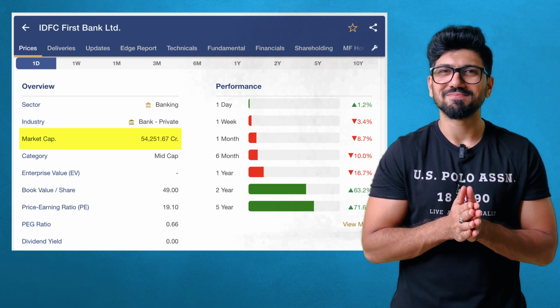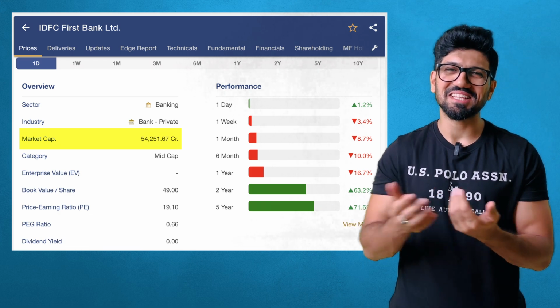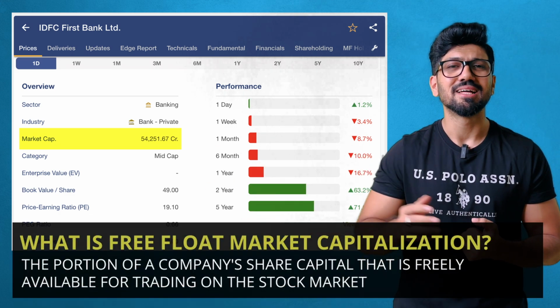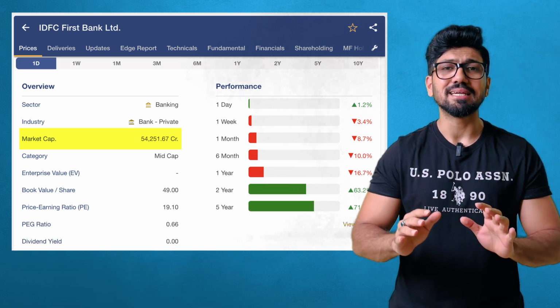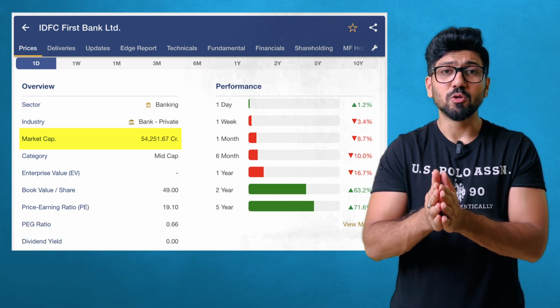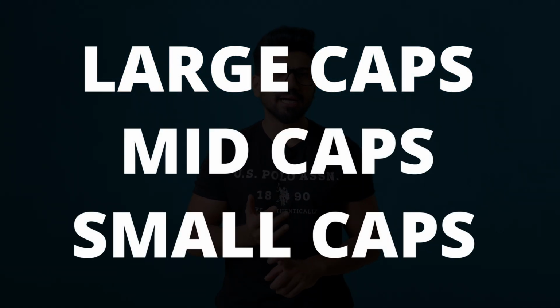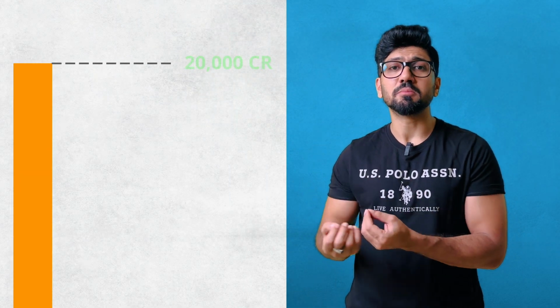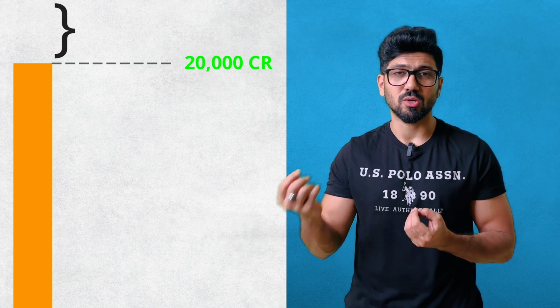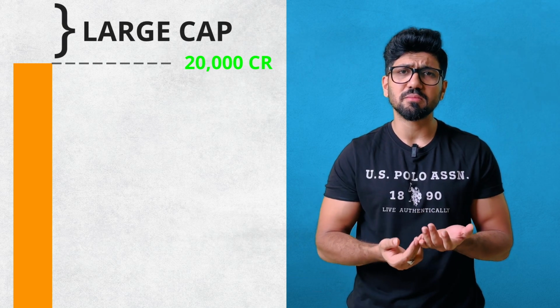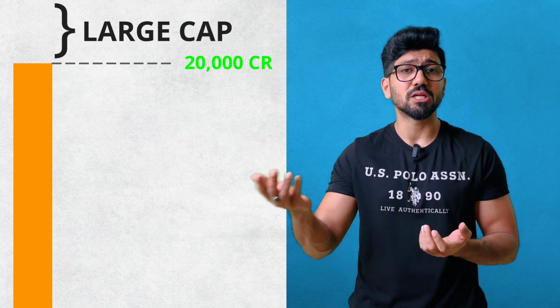But can you buy it? Not actually, because not everything is up for sale. And I can explain that concept to you, which is called free float market capitalization. That's a different concept altogether. But basically, this is the amount you will have to pay to buy the entire IDFC First Bank if it is up for sale. Now, have you heard about large caps, mid caps, small caps? Do you know what exactly is that? See, if the market cap of any company is more than 20,000 crores, then it is basically a large cap. Examples are TCS, HDFC Bank, even IDFC Bank, because it is more than 20,000 crores.